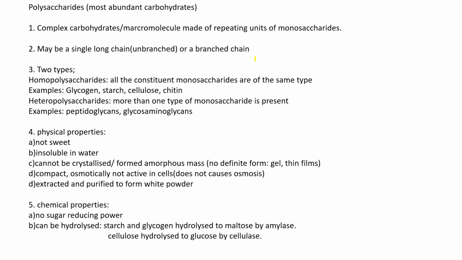Structurally, if they are long chains, they are unbranched; if they exist as shorter chains, they are going to be branched or highly branched. There are two types of polysaccharides. Homopolysaccharides mean all the constituent monosaccharides are of the same type. Examples are glycogen, starch, cellulose, and chitin. Heteropolysaccharides have more than one type of monosaccharide. Examples are peptidoglycans and glycosaminoglycans.